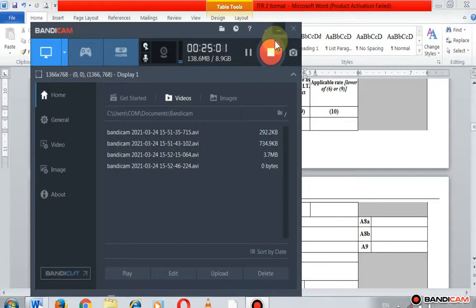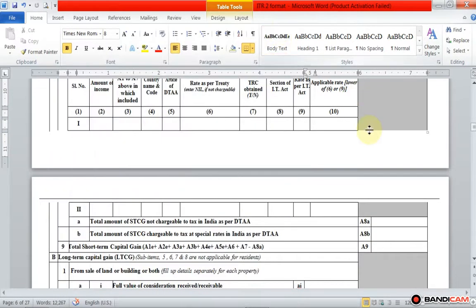Got it? Then next, the 9th point: total short-term capital gain is equal to A1e plus A2e plus A3a plus A3b plus A4e plus A5e plus A6 plus A7 plus A8a. So here we get the total short-term capital gain of the SEC.